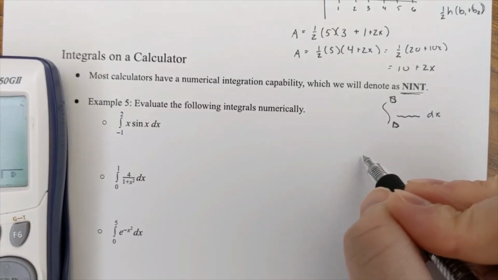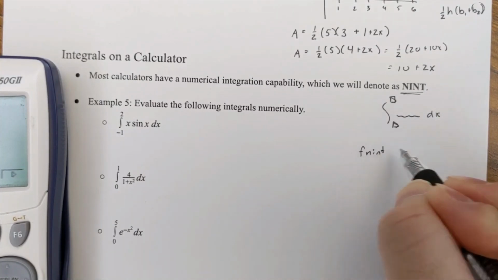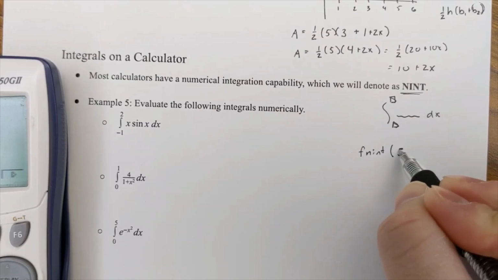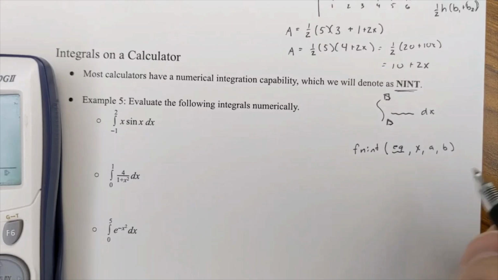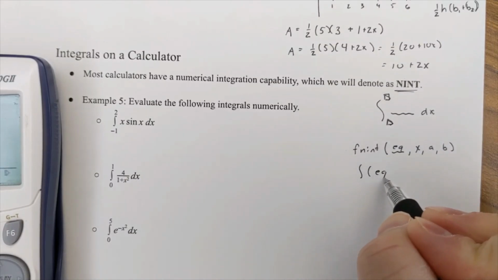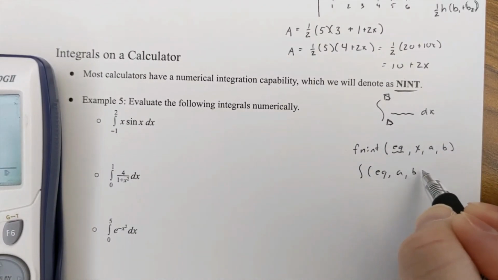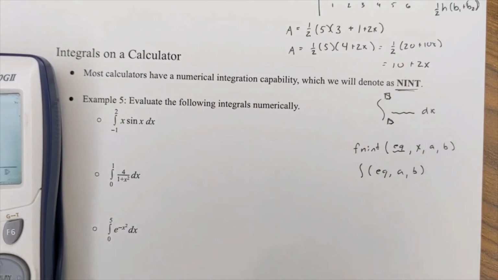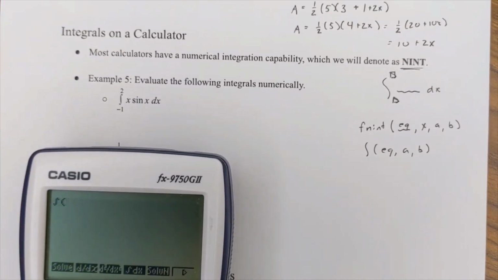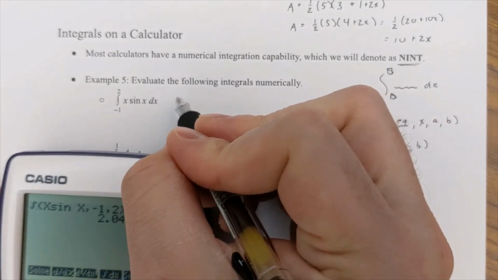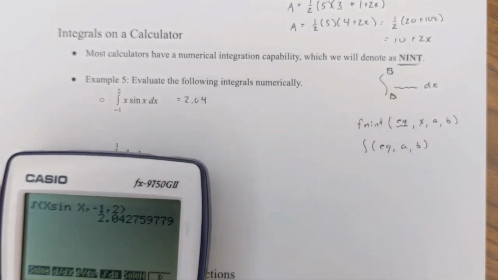On older TIs, it'll say something like FN int, and then you would type your equation, comma x, comma the lower bound, comma the upper bound. On a Casio, it looks like this. You would type your equation, comma, lower bound, comma, upper bound. You don't need the x in there. Okay, so numerically, for me, if I'm doing this first one, my equation is x sine x, comma, lower bound, -1, comma, upper bound, 2, close parentheses, enter. So this thing comes out to be 2.04.